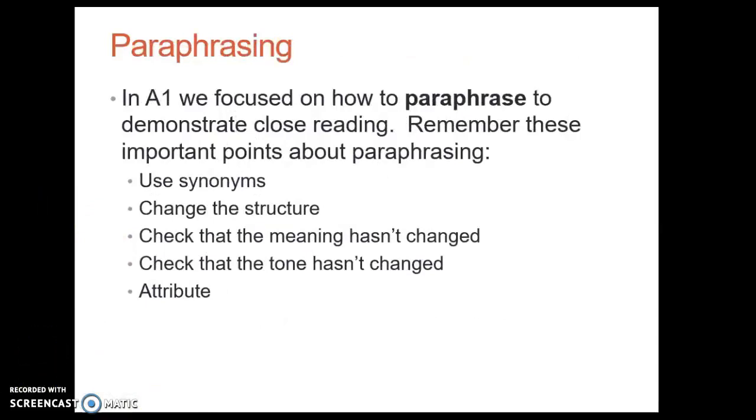So let's take a minute to quickly review what we have already learned about citations. Now, we are going to run through these notes rather quickly since we have already introduced these concepts, but feel free to pause the video at any time if you need to. So we'll start with paraphrasing. In A1, we focused on how to paraphrase to demonstrate close reading. You always want to remember these important points about paraphrasing. It's important to use synonyms and change the sentence structure so that you are writing the ideas in your own words, but it's also important that you check that the meaning hasn't changed, as well as the tone, so that you're accurately representing the author's idea.